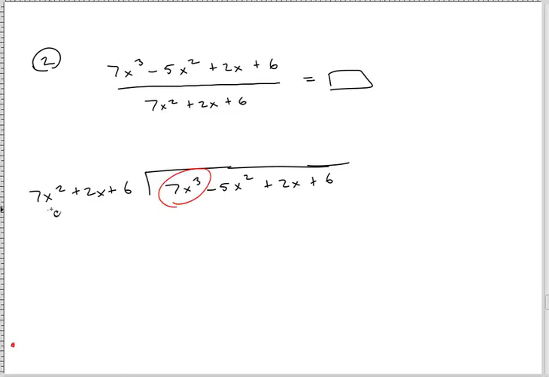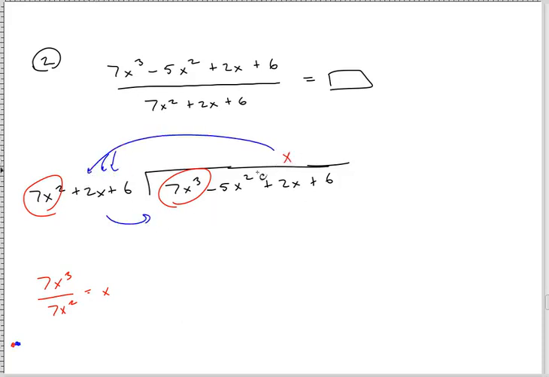So take the leading terms off to the side and divide them. Well, the 7's cancel. A lot of the x's cancel except for one of them. Notice that's just going to be a plain old 1x, and I'm trying to put it in the x columns here. So that was good. I'm going to multiply that x by every single one of these terms and bring it down. So x times 7x squared is 7x cubed. x times the 2x is a 2x squared. And then x times the 6 is a 6x.